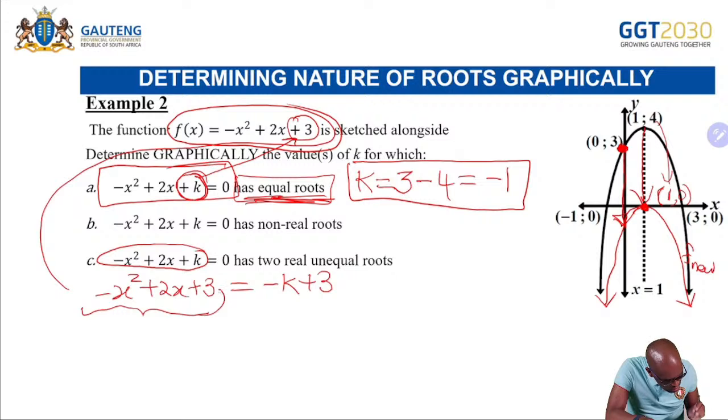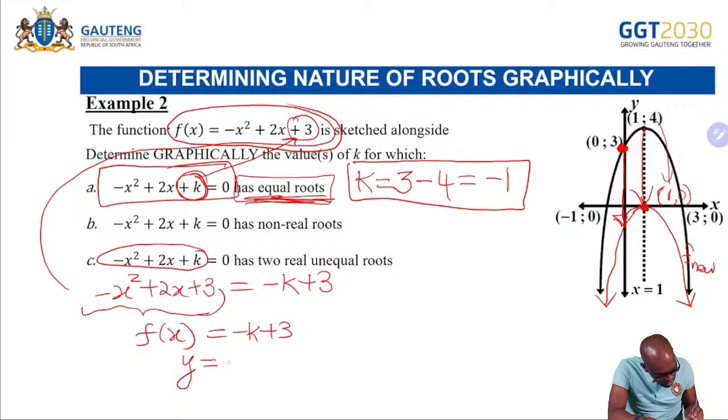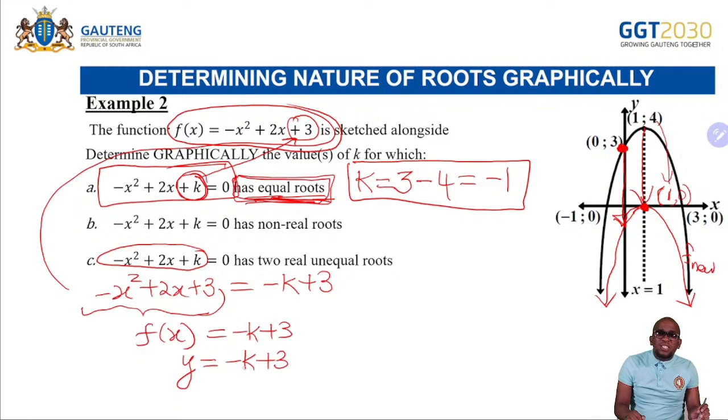This now allows me to get f of x. Now f of x is equal to minus k plus 3. So what am I doing now? I'm moving a line y equals negative k plus 3, such that I will have equal roots. So where should I put this line for me to have equal roots? Where should the line y equals negative k plus 3 be for me to have equal roots?